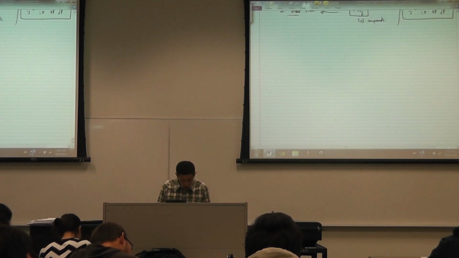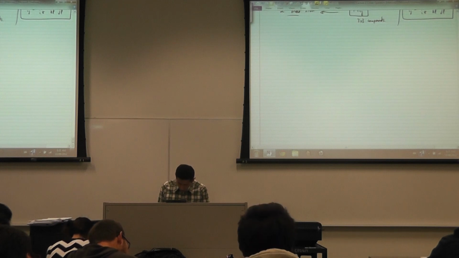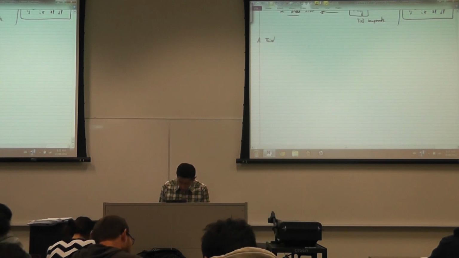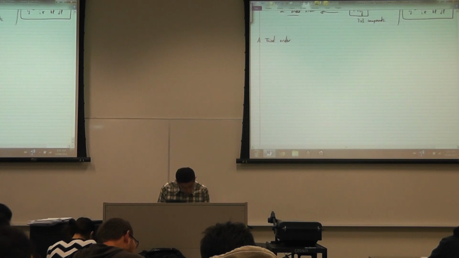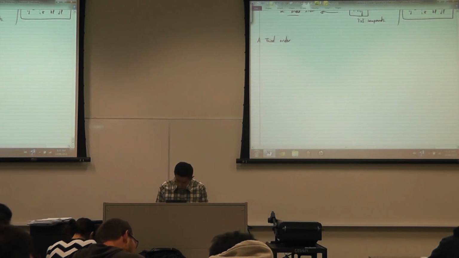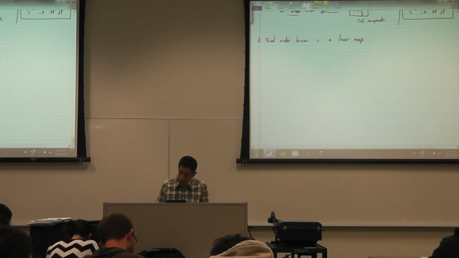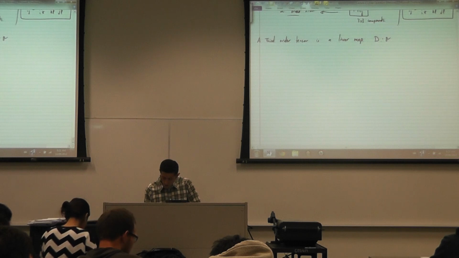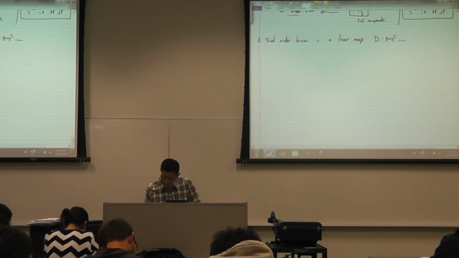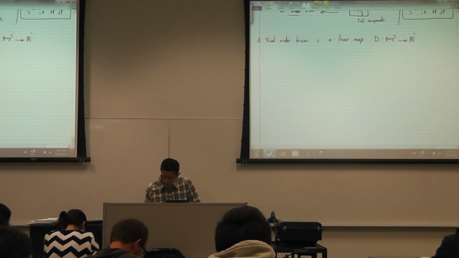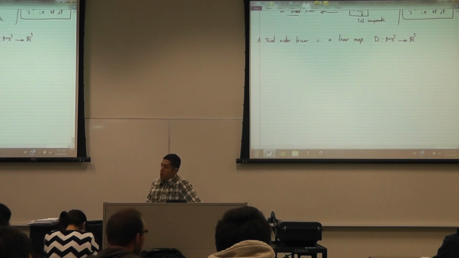A third order tensor is a linear map. Let's call it D. It takes a matrix and gives me a vector. So how would such a map work?